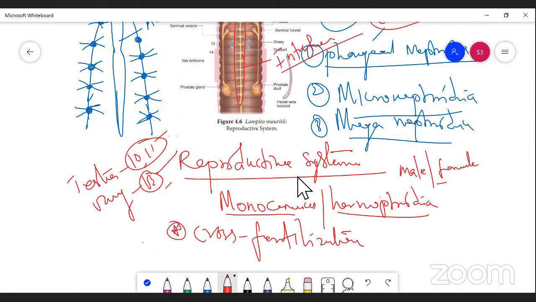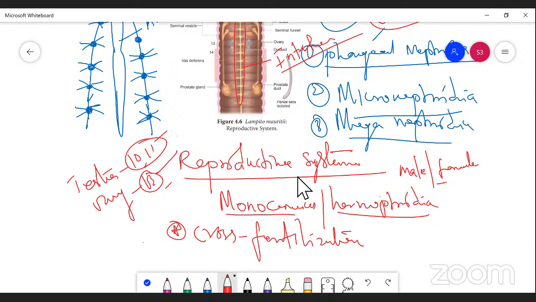And the third question. The earthworm's intestine and body walls contain special types of cells. Name the cells that excrete waste materials. Chloragogen cells. Yes, very good.